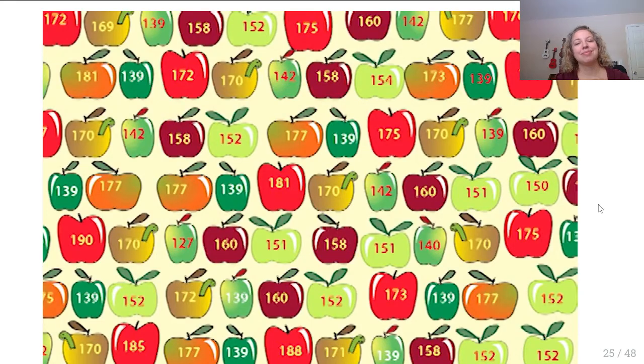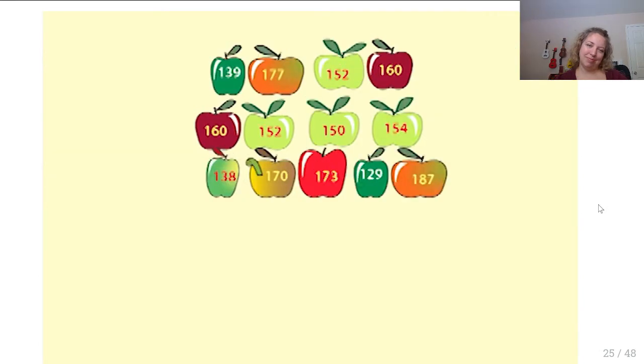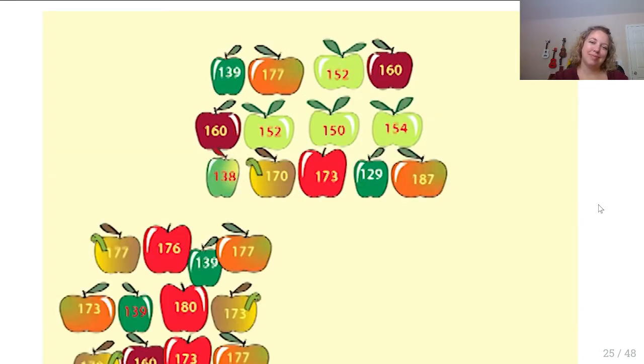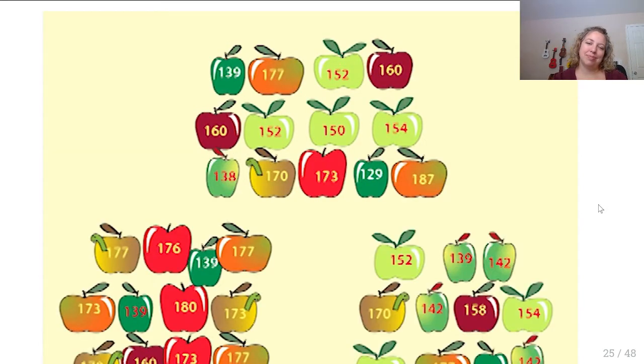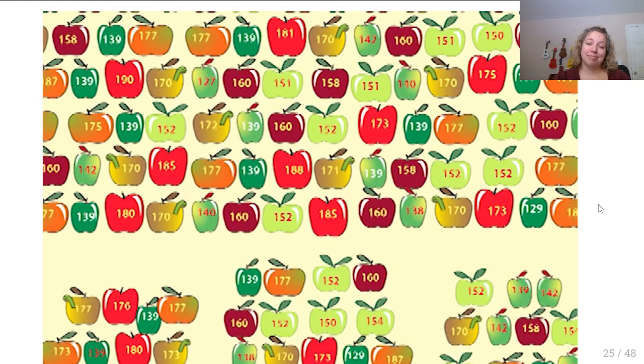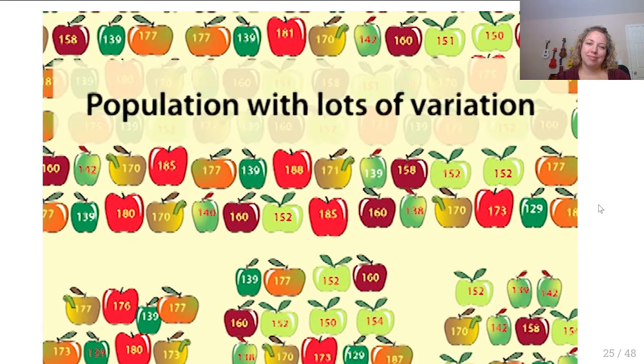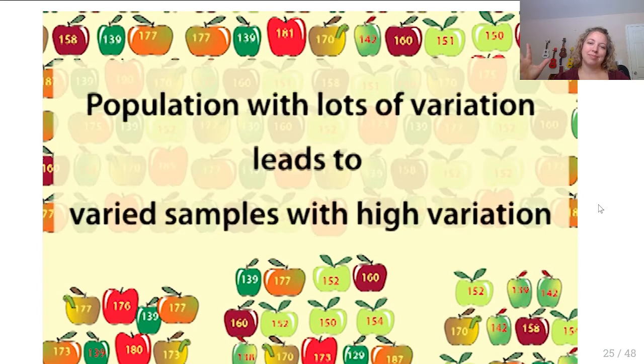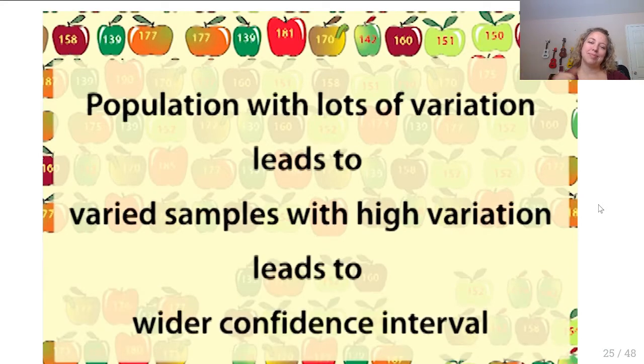But a more varied population will lead to a more varied sample. Different samples taken of the same population will differ more. We would be less sure that the sample mean was close to the population mean. Our confidence interval would be larger. So, greater variation in the population leads to a wider confidence interval.